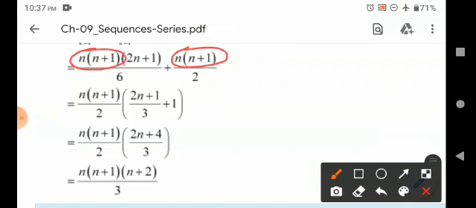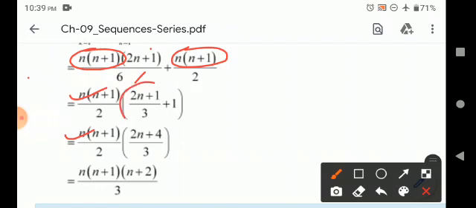n into n plus 1 is a common factor, divided by 2. 2 is also common between these two. Now here we are left with 2n plus 1 divided by 3 plus 1. The term n into n plus 1 divided by 2 is taken outside. We are left with 2n plus 1 divided by 3 from the first fraction and plus 1 in the second fraction. n into n plus 1 divided by 2 remains outside.